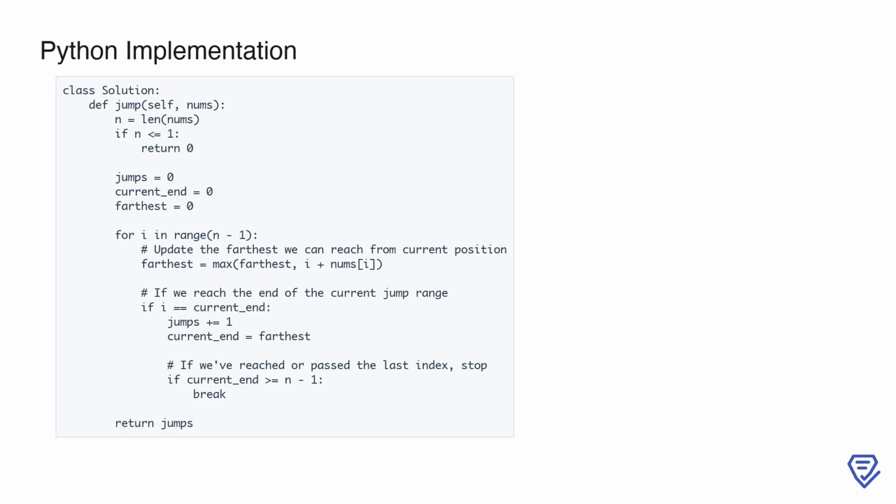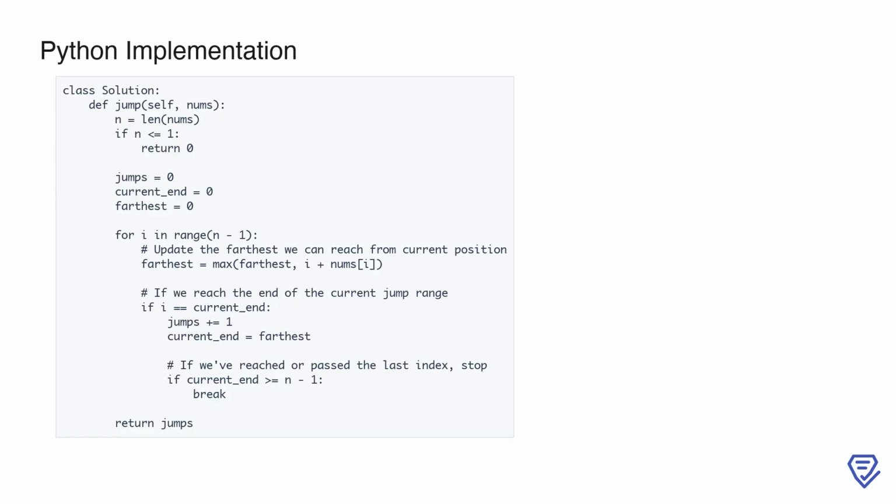The loop iterates through the array up to n-1, excluding the last index since we don't need to jump if we're already there. For each index i, we calculate how far we can reach, i plus nums[i], and update the farthest variable accordingly. If the current index i reaches current_n, it means we've used up all the steps in our current jump. At this point, we increment the jumps counter and update current_n to farthest, effectively making a jump to the farthest point we can reach.